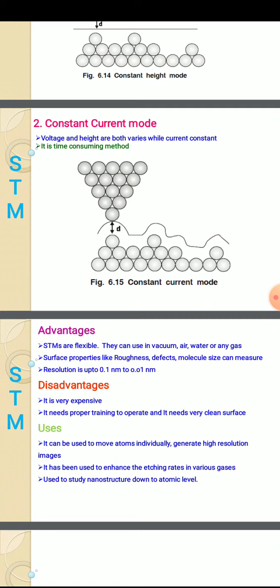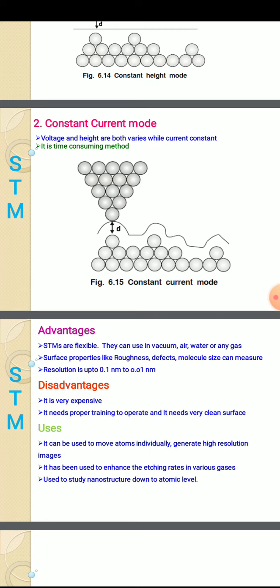Advantages: STMs are flexible and can be used in vacuum, air or any gases, and can measure properties like roughness and defects, and molecular size also. By using this method, we can get a resolution of 0.1 nanometer to 0.01 nanometer. So this is a high resolution image.